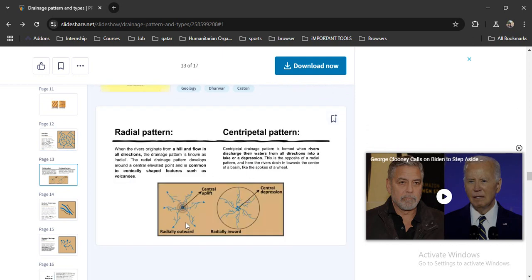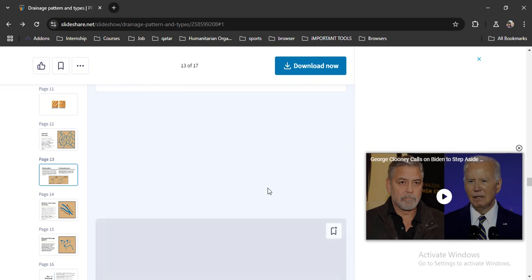So this is the radial pattern, with central uplift, and centripetal, with central depression. Radial is when from the center it radiates outward. When it goes inward, does that mean centripetal?